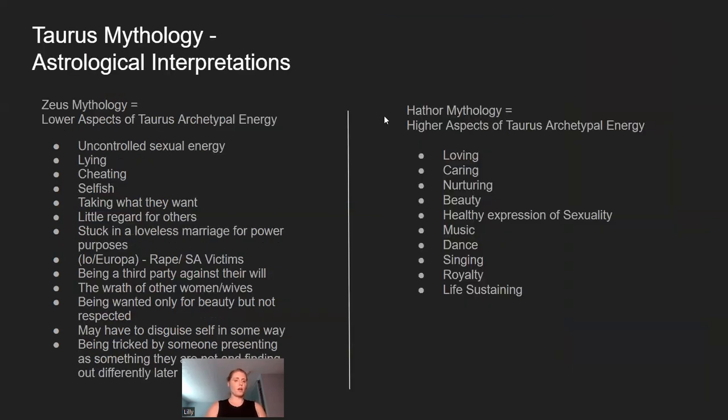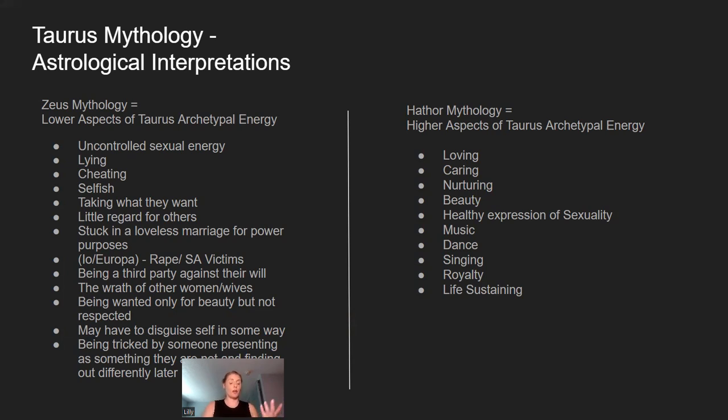So, all right. With Taurus mythology, we have Zeus, the lower aspects of the Taurus archetype: uncontrolled sexual energy. This applies to anybody with any Taurus placements. It doesn't necessarily mean they have to have a star alignment to one of the major stars in Taurus. This is anywhere from 0 degrees all the way to the end of Taurus. I believe it's like 38 degrees. I'll have to double check. But so: uncontrolled sexual energy, lying, cheating, selfishness, taking what they want, little regard for others, stuck in a loveless marriage for power purposes, as we see with Zeus and Hera.